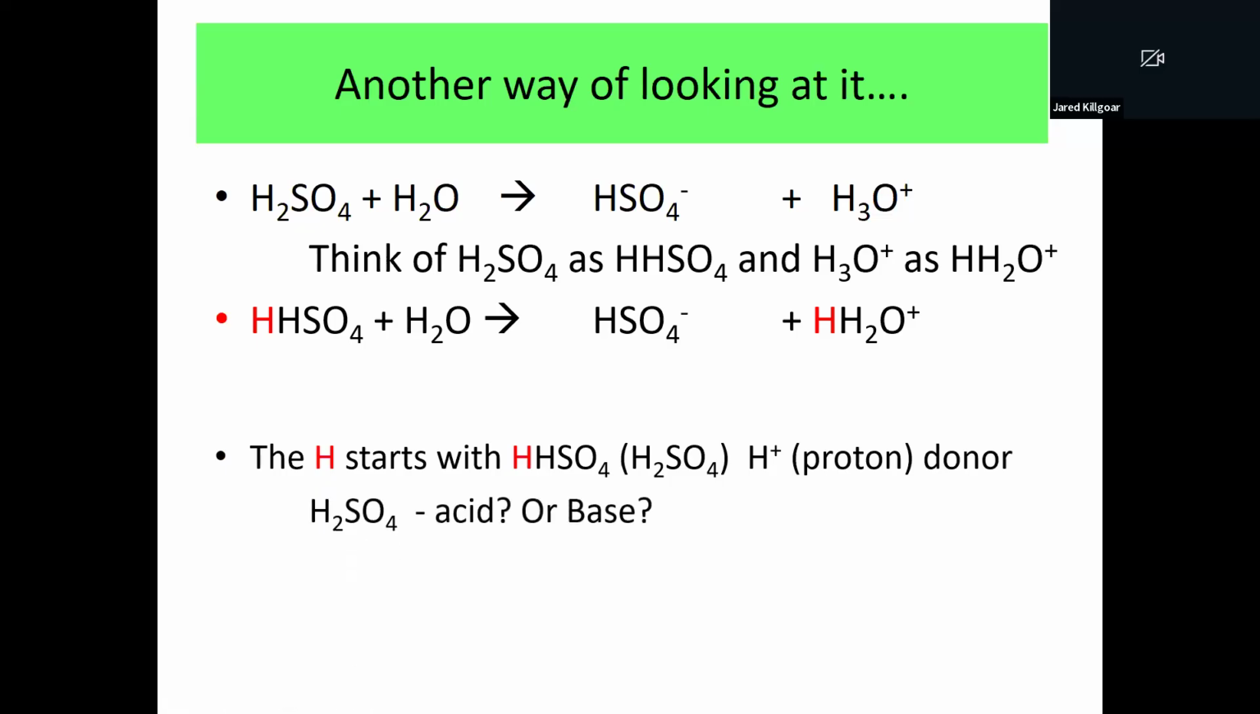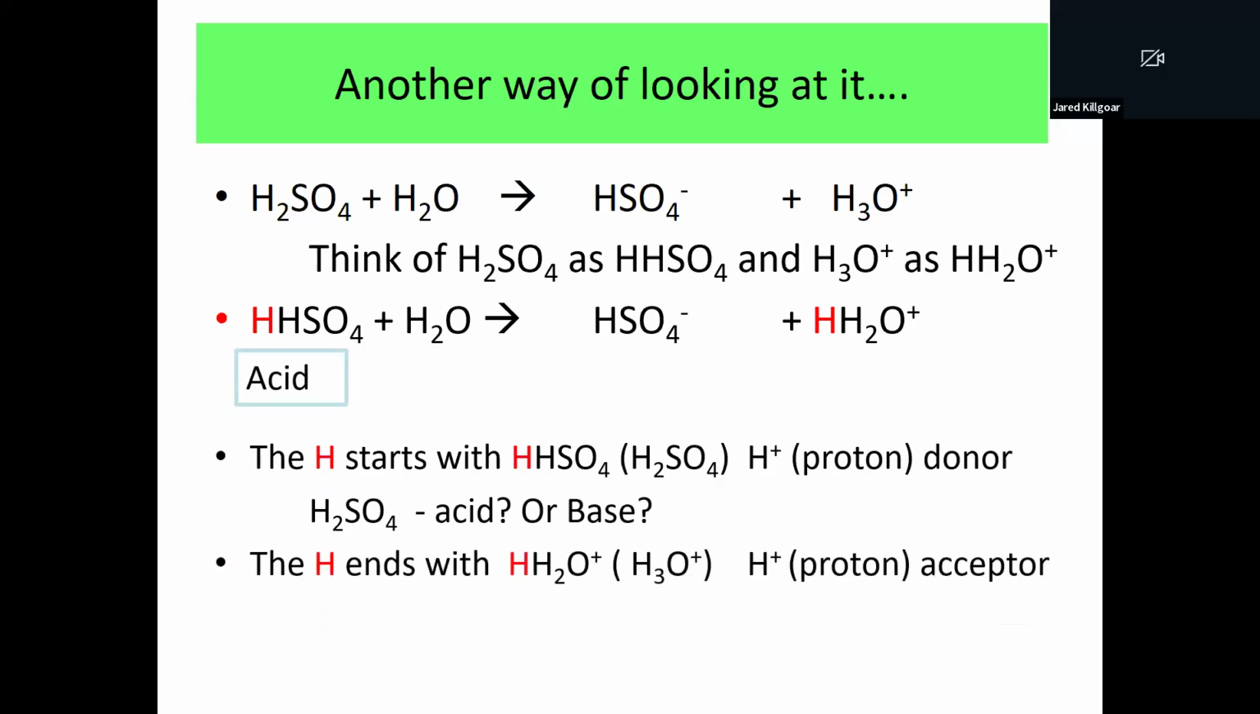What does it have to be? Well, this has to be an acid because it gives away the H to the H2O. How do I know that? Because look what happens. Look where the H is in the end. It's with the H3O plus, or as I wrote it, HH2O. So therefore, this is our acid. The H ends up with H3O plus, as I wrote it as HH2O plus.